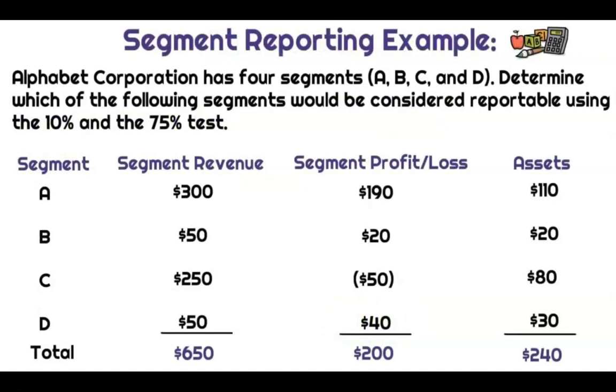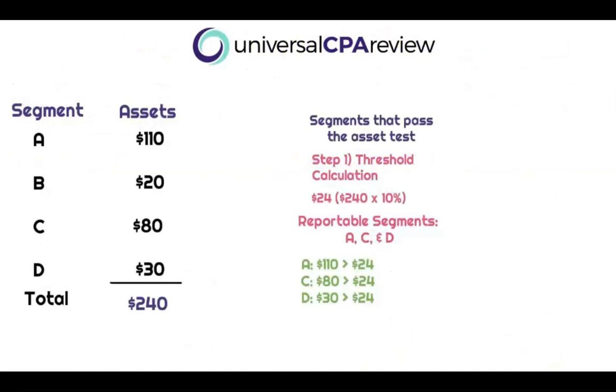Finally, we have the 10% of identifiable assets test. This one's also very straightforward, similar to the 10% revenue test, in that we're taking the sum of each of the 4 segments, which is going to be $240, and we're comparing this to our 10% threshold. So 10% of 240 is going to give us a $24 threshold. We can now very easily determine which segments would be considered reportable. Segments A, C, and D would all be considered reportable as they all exceed the $24 threshold. All right, boom, boom, boom.